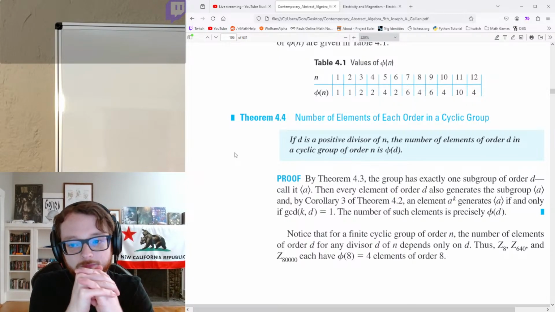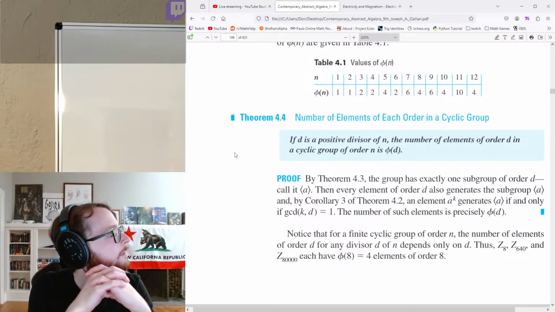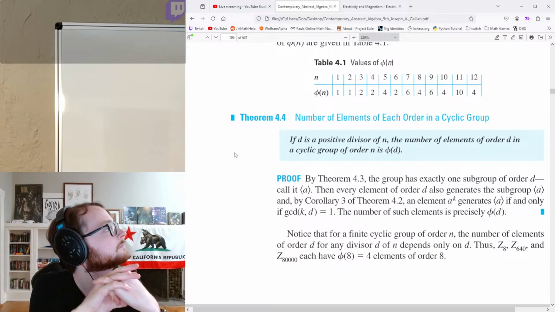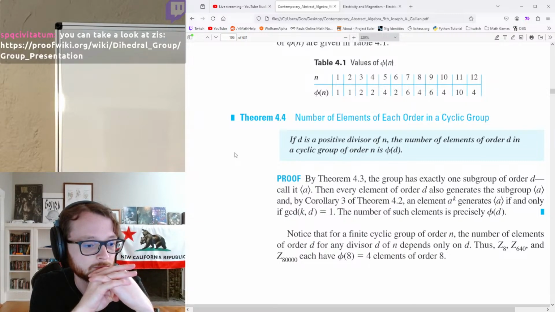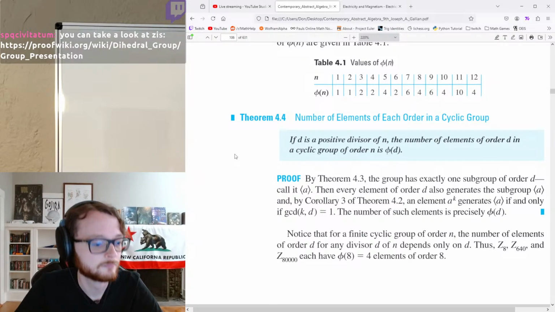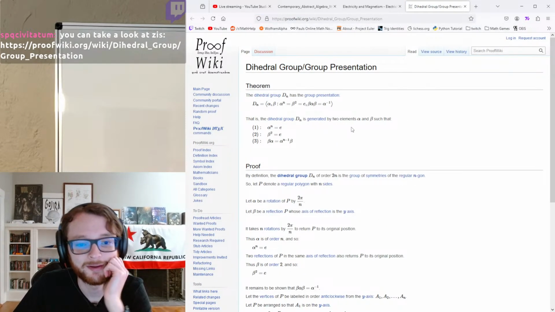The number of elements of order D. Cheese, aka Thunder, hey. You can't think about D sub n any other way?